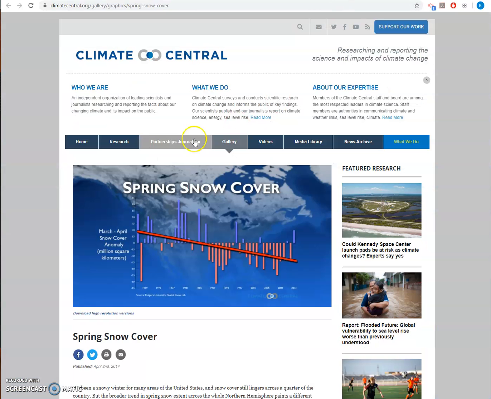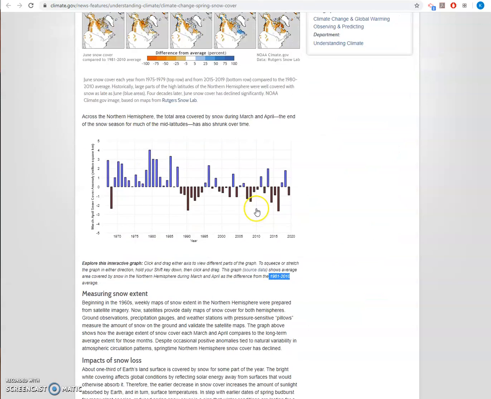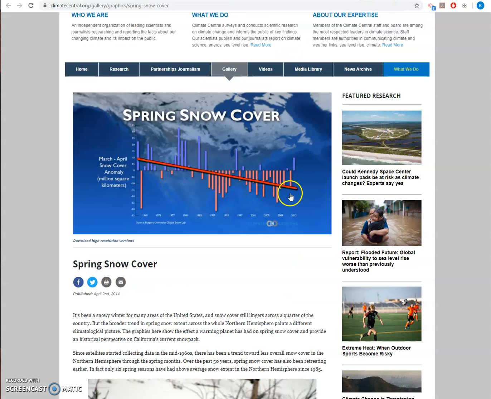So here we go. Here's another graph. This one's really nice. This shows the spring snow cover anomaly, March to April, the change in snow cover. And someone drew a trend line on it just to help you see. And this is old data. That other image is actually more updated. It has the last few years on it. This graph only goes until about 2013, but you can see it's sort of trending down, right?